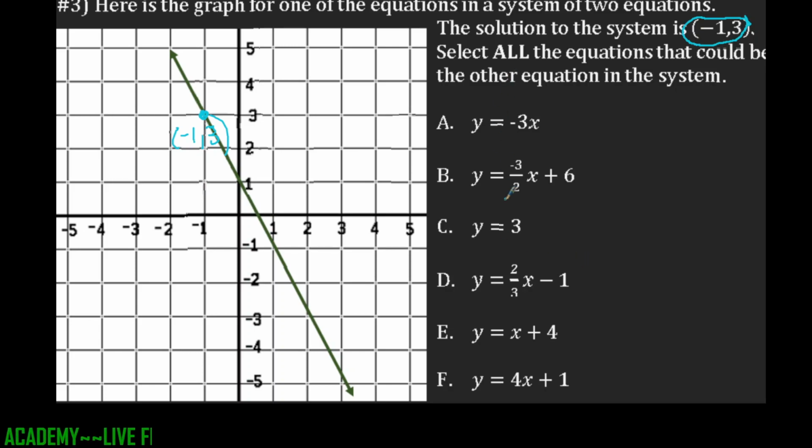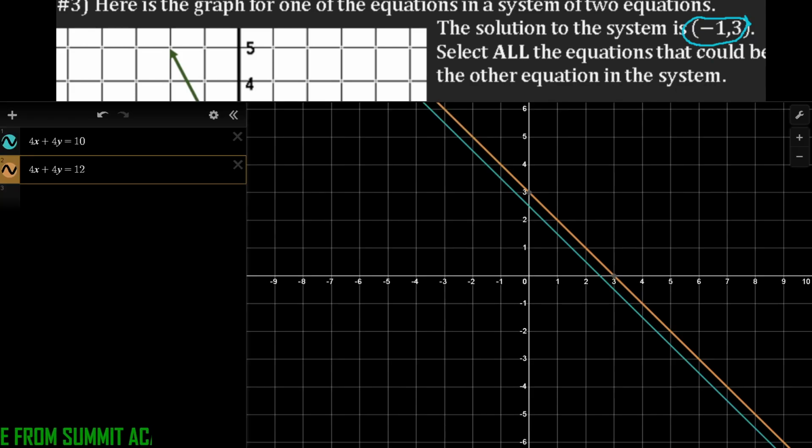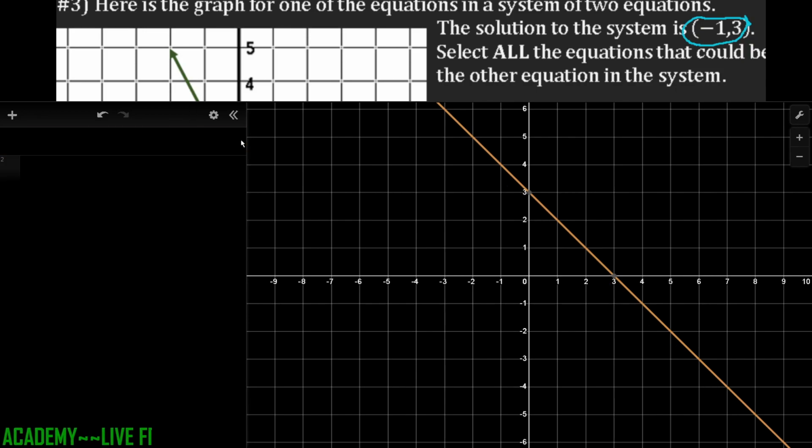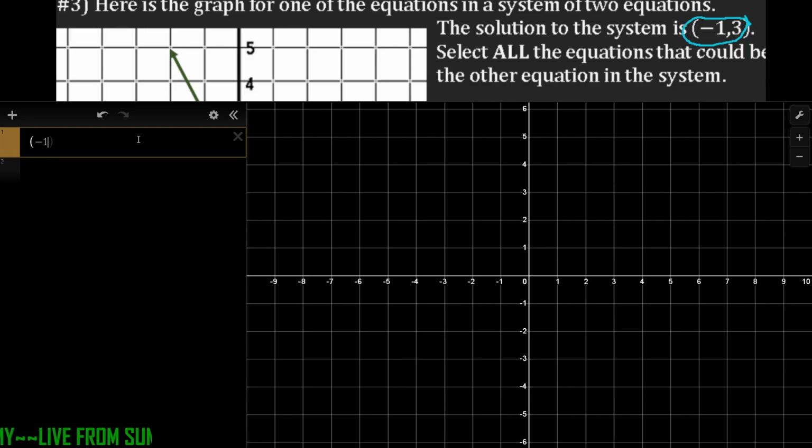So now we have to figure out, okay, if we graphed these equations, which of these has a point that is (-1, 3). So what I'm going to do is pull up our graph, and it says we have to go through the point (-1, 3). So let me label that point as well. If it doesn't go through that point, we know it's not a solution. So let's try the first one.